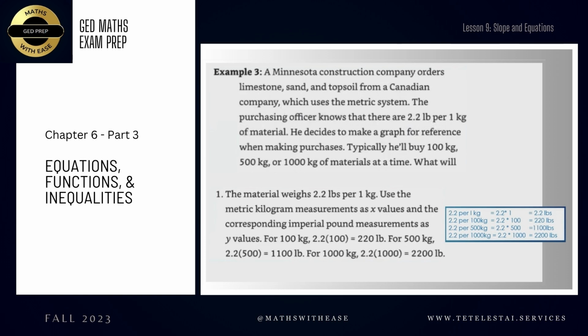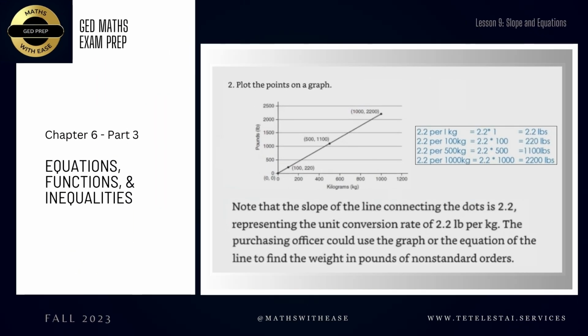So using the same logic, if we have 100 kilograms, to find the pound equivalent, we would just multiply 100 kilograms by 2.2. If we have 500 kilograms, again, apply the same logic, multiply 500 by 2.2, you get 1,100 pounds. You have 1,000 kilograms, multiply that by 2.2, you get 2,200 pounds. Now we can try to plot a graph based on the information that we have, right? So note that the slope of the line connecting the two dots is 2.2, right?